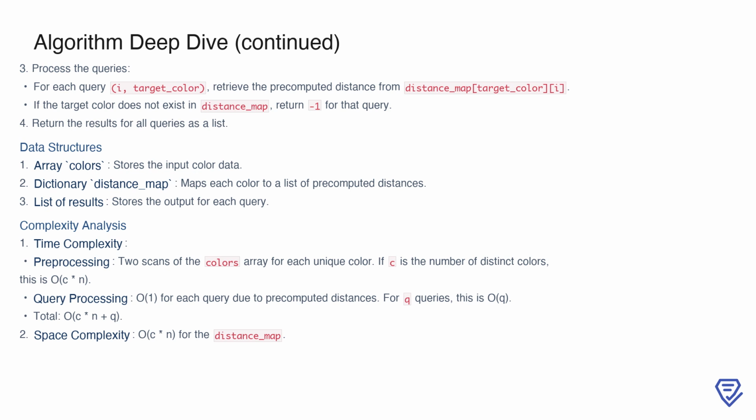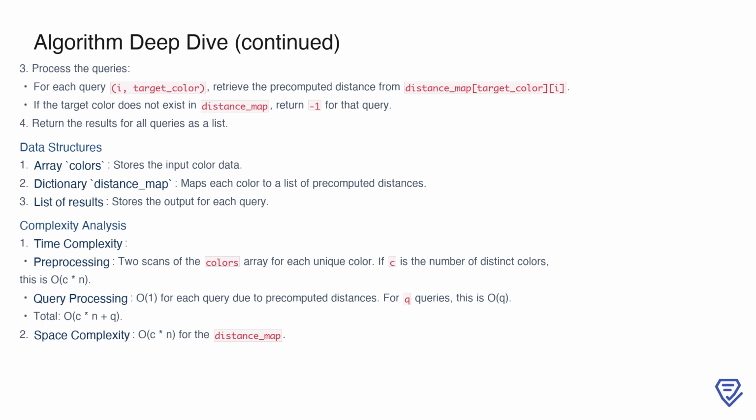To implement this approach, we rely on specific data structures. The colors array stores the input data. The distance_map dictionary efficiently maps each color to its corresponding list of pre-computed distances. Finally, a separate list is used to store the results for each query.